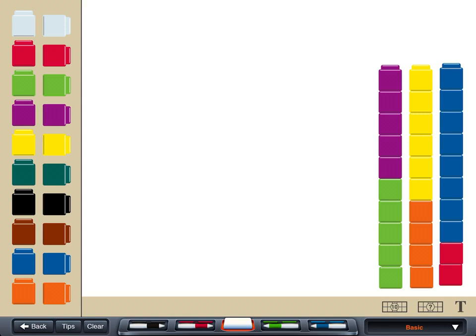Going to talk about decomposing numbers to 10. And this is going to be something you've worked on during the year. So let's get started. All right, I've made us some linking cubes and I've put them together.